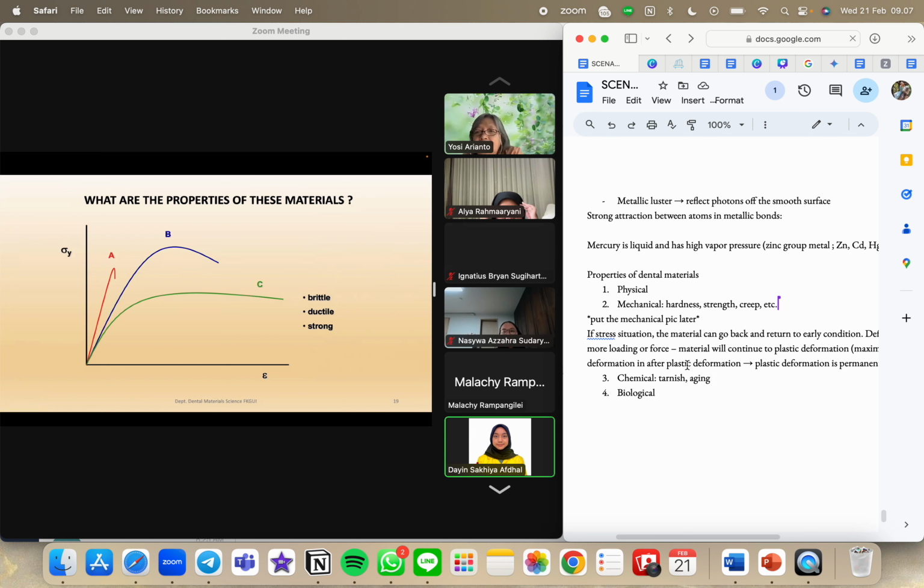Brittle, Prof? Yes, this one is brittle because if you give load or force, it's getting higher over here, until this point, it just breaks here. Yeah, it goes down and breaks. So this one looks like it is a brittle material.